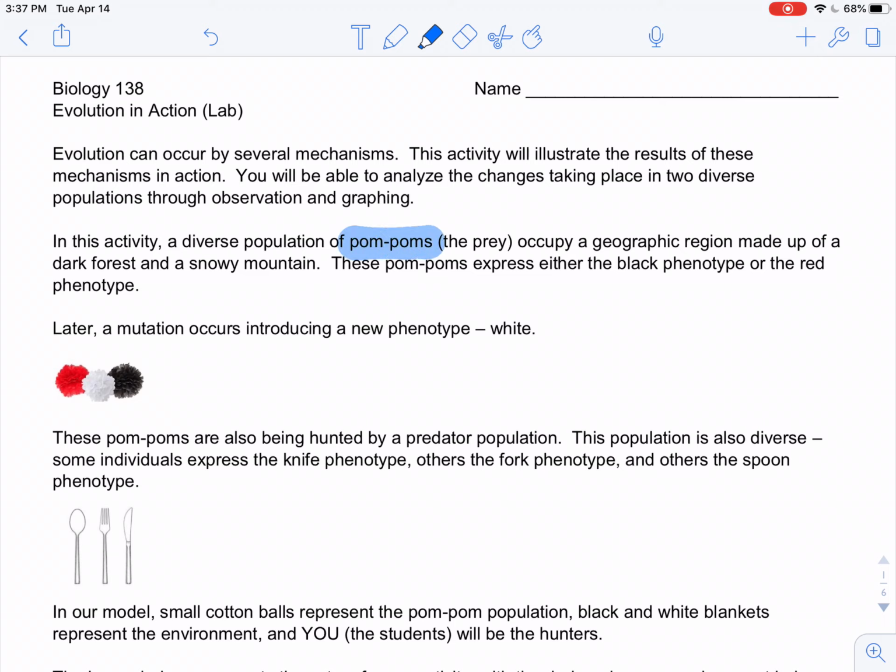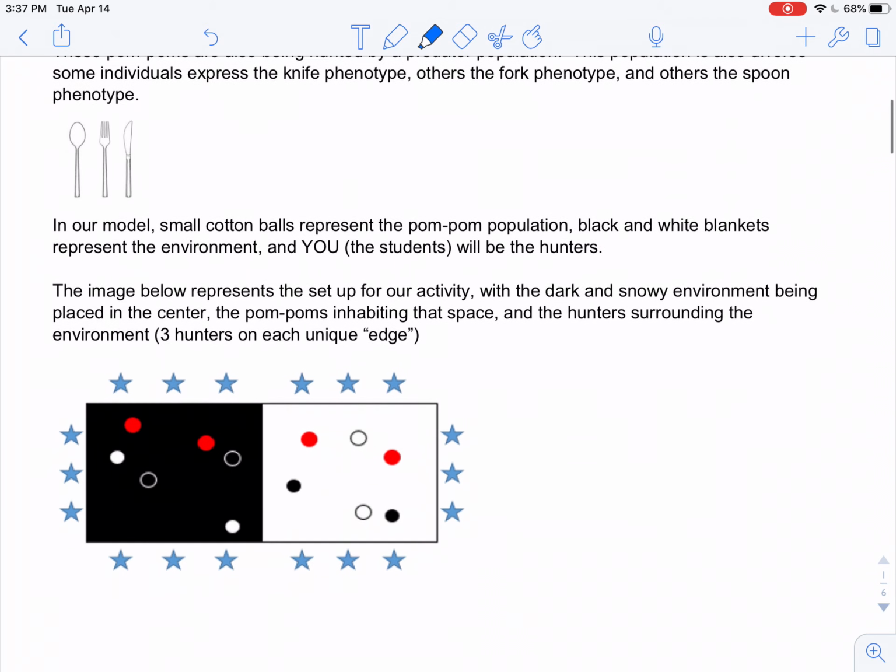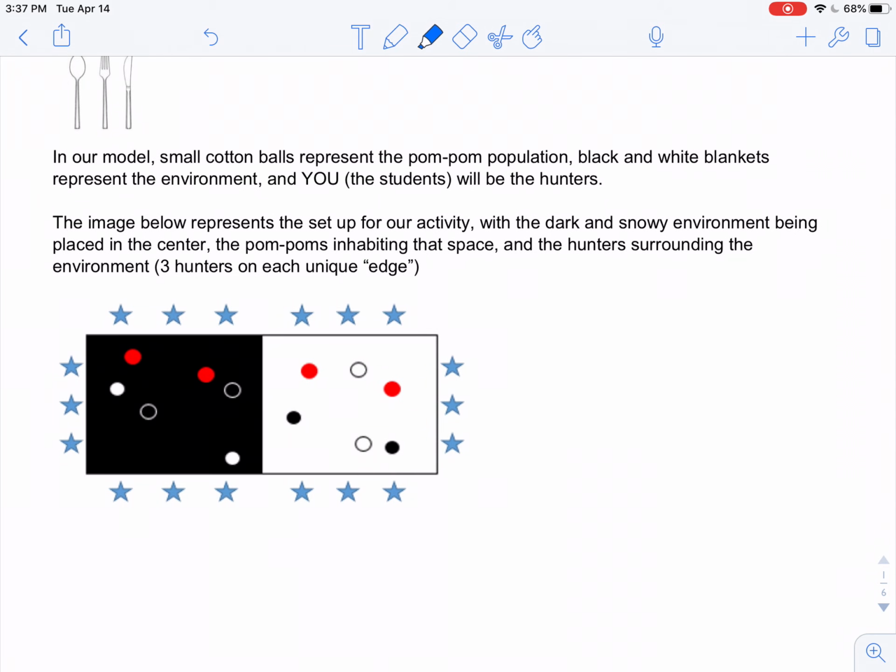That's because in class they would have been these little cotton fuzzball things that look a lot like this. And then you would have been hunting for them using one of 3 structures, either a spoon, fork, or a knife. So go ahead and make sure you read the introduction to understand how things would have gone. This is how we would have set the room up, with you, the students, being represented by these blue stars around these black and white blankets with those little red, white, and black fuzzballs that we were calling pom-poms.